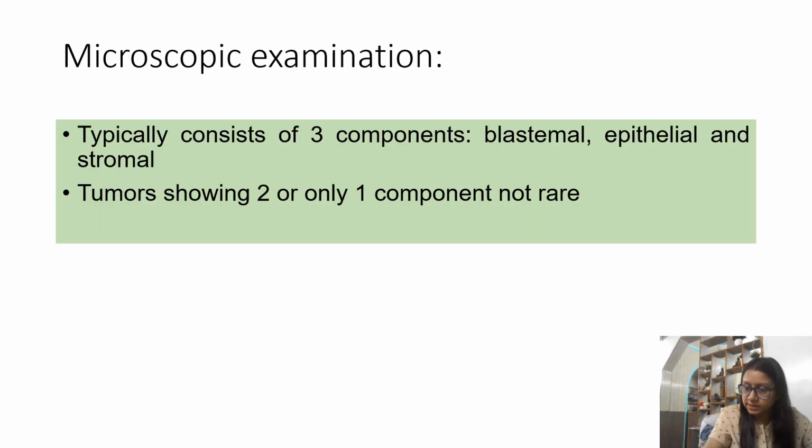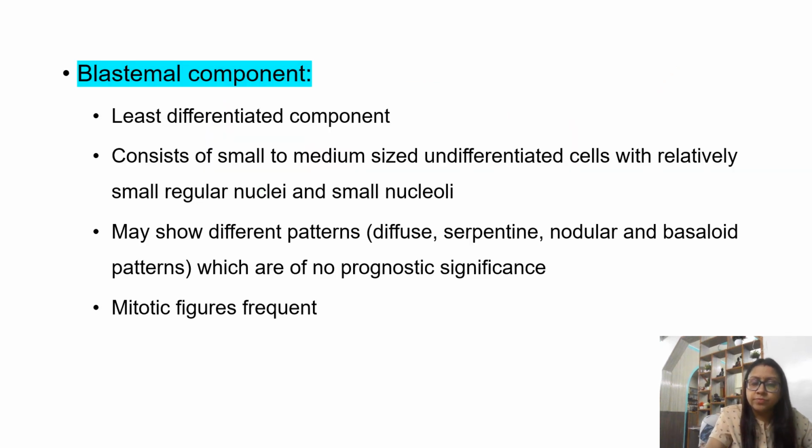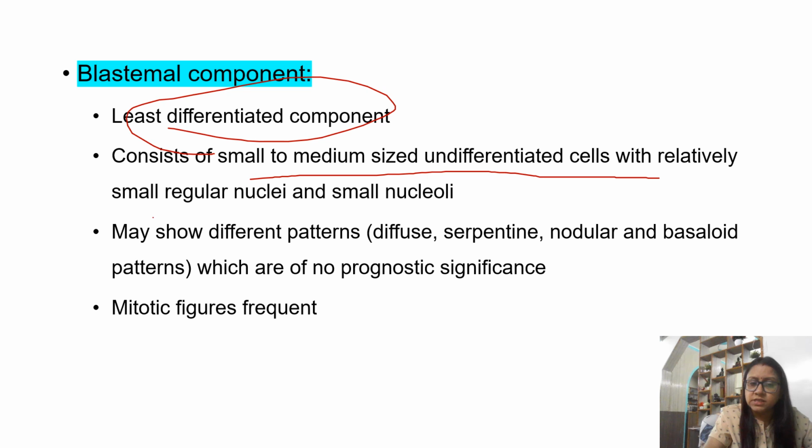माइक्रोस्कोपी में as we discussed now, कि properly 3 components आप देख सकते हो, blastemal, epithelial और stromal. But biphasic और monophasic भी rare नहीं है. Frequently we can note it. ब्लास्टिमल कंपोनेंट जो होता है वो least differentiated component होता है. Small to medium sized undifferentiated cells you will see with relatively small regular nuclei and small nucleoli.